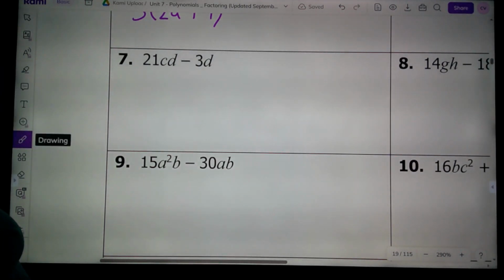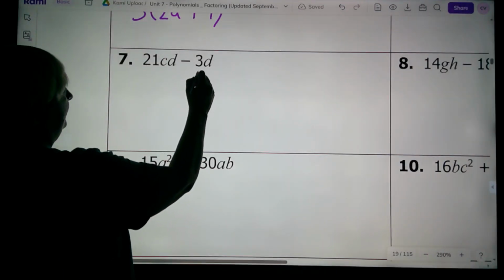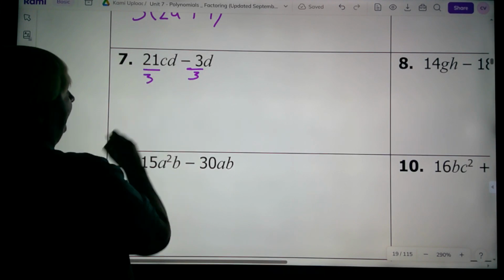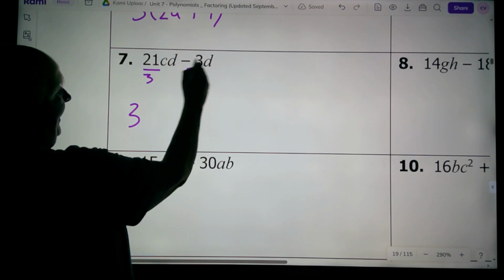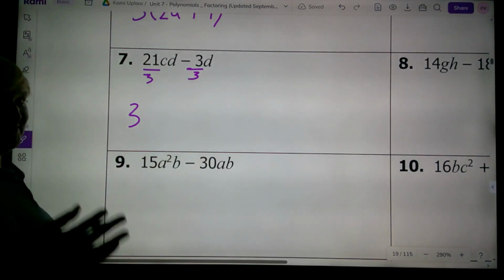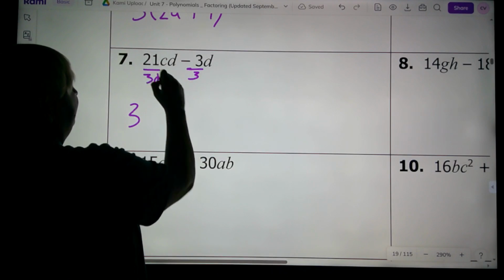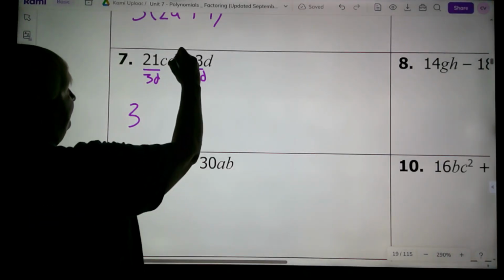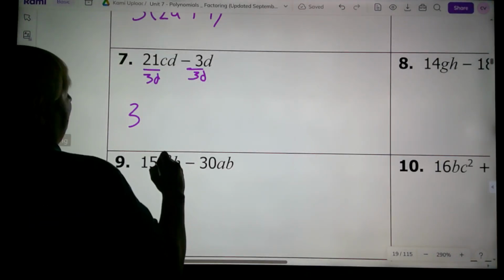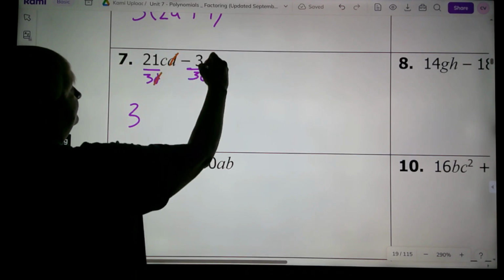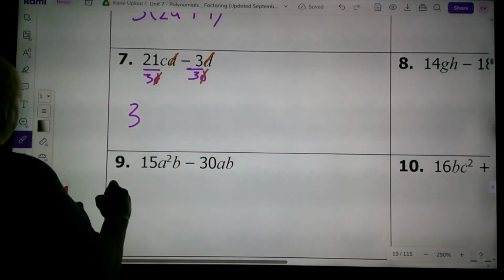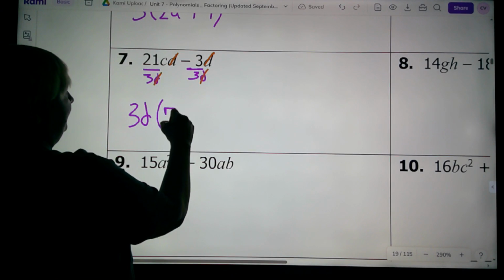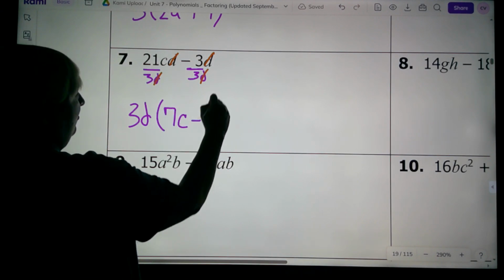Oh, now we're adding variables. All right, 21 and negative 3. The greatest common factor is 3. Right, I can pull out a 3. And they have a variable in common. Both terms have the same variable, which means I can divide by a d on both terms. Right? So if I divide by d, that cancels the d. So if I pull out a 3d, I'm left with 7c minus 1.